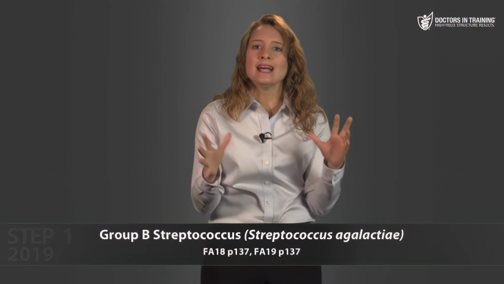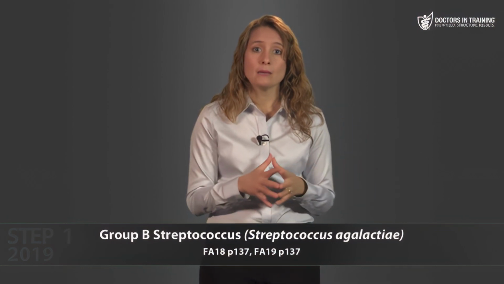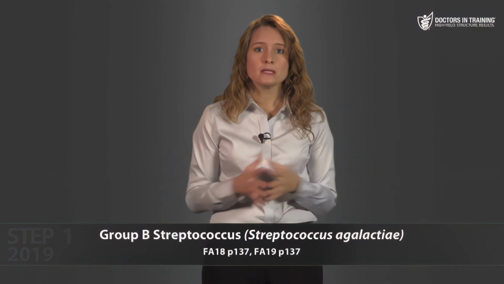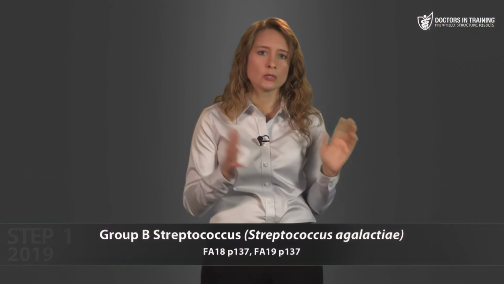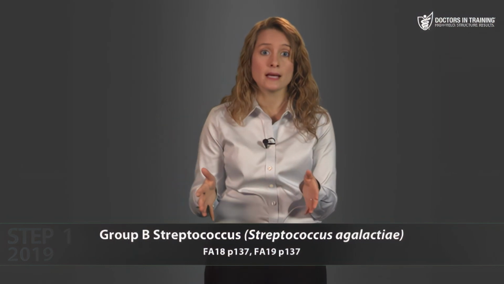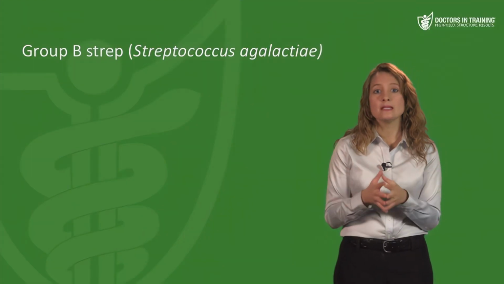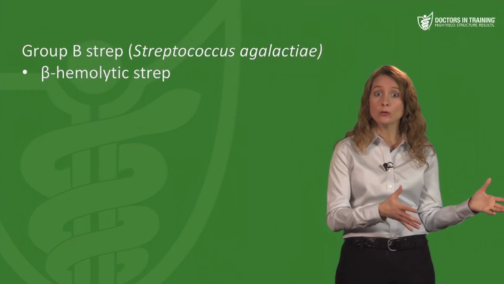Good. Now let's move on to Streptococcus agalactiae, more commonly referred to as group B strep. And sometimes you're going to hear it referred to as GBS. So GBS is the same as group B strep and is the same as Strep agalactiae. Remember that group B strep is another beta hemolytic strep, like group A strep.